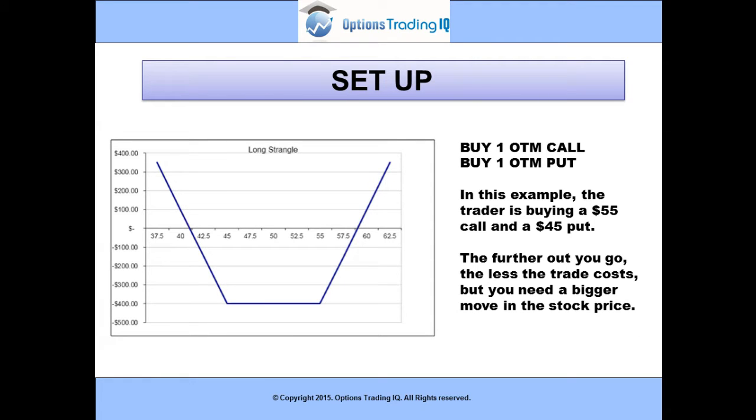So how do you set up a long strangle? Well, it's pretty simple. You buy an out of the money call and an out of the money put. So in this example on the left, we've got a stock trading at around 50. The trader goes in and buys a $55 call and a $45 put. The further out that you go from the stock price, the less the trade is going to cost, but the bigger move that you need in the stock price.